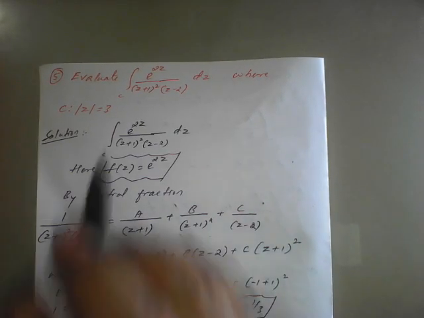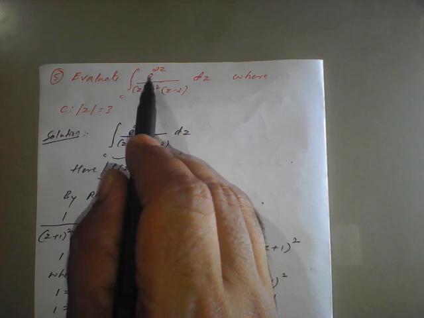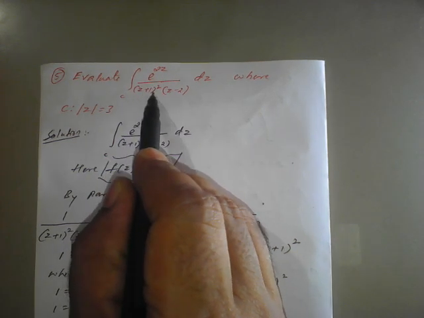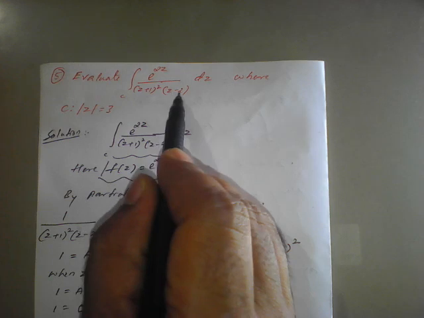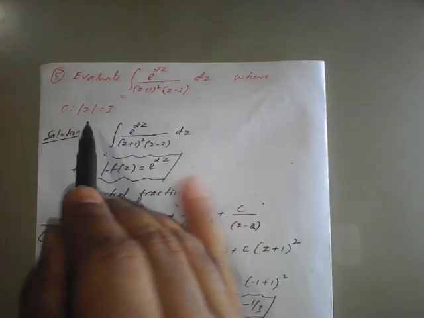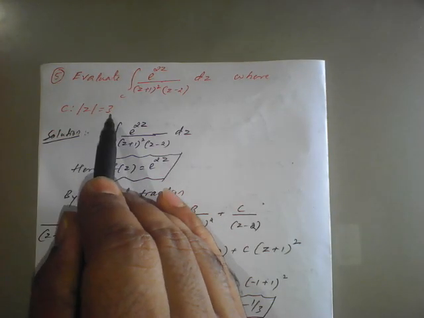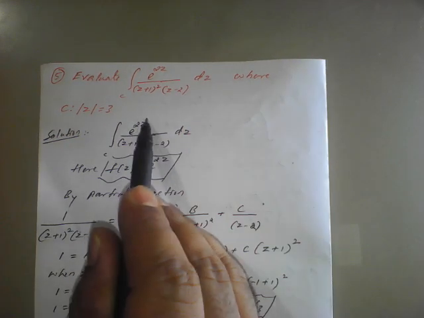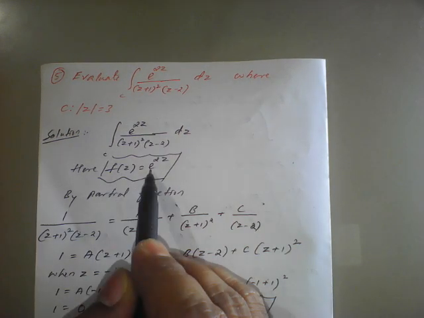Next example, evaluate the integration of e raised to 2z upon (z plus 1) whole square into (z minus 2) dz, with the circle mod z is equal to 3. So the given integral we have to take as it is. From this you choose the numerator as f of z.